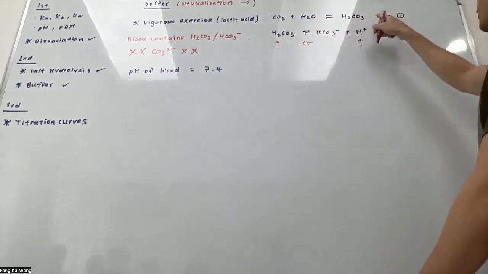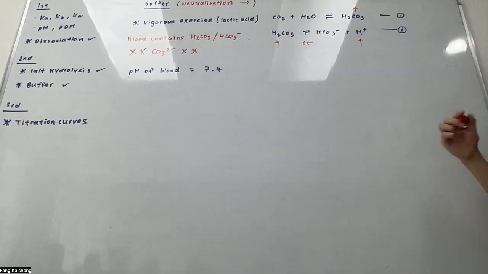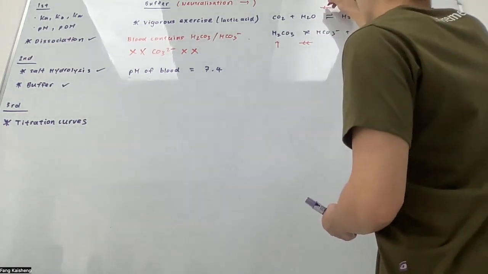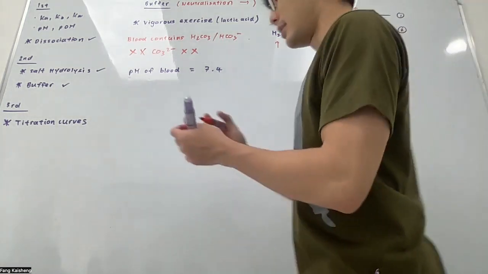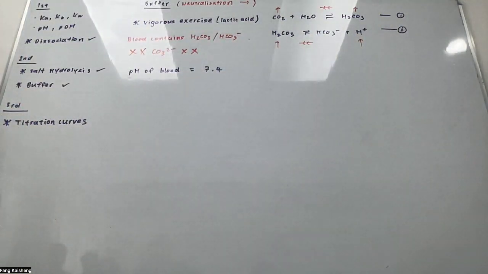Now you notice that this also appears in the first equilibrium. So if there's more H2CO3, what happens now? You dissociate to produce more CO2, right? So what happens when there's more CO2 in the body? Does the body like carbon dioxide? No, you want to exhale it, right?